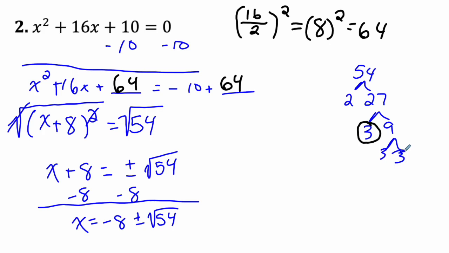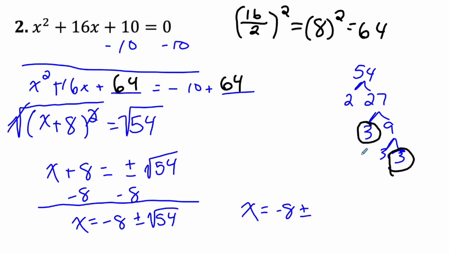Or not necessarily just 3's, but circle any number that is not right next to its pair, just so you know that they don't have to be right next to each other in your factor tree. They can be anywhere. So my final answer here, I have x equals -8 plus or minus.